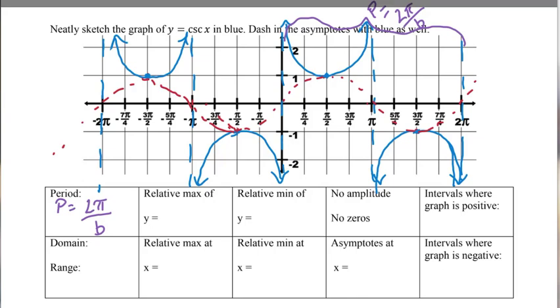We have relative maximums and relative minimums at these locations where the peak of each branch is, and they coincide with the maximums and minimums of the sine wave. So I will leave you to list all of those. Our domain and range are not continuous. It is not negative infinity to positive infinity. For each one of these branches, you have to list the domain and the range.